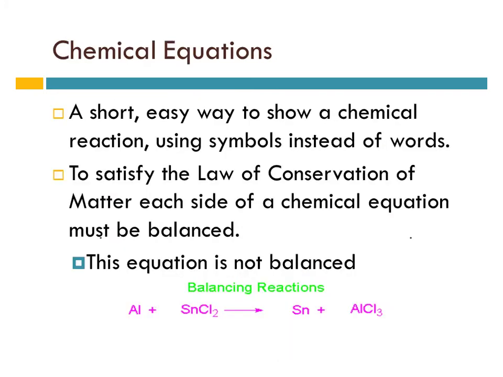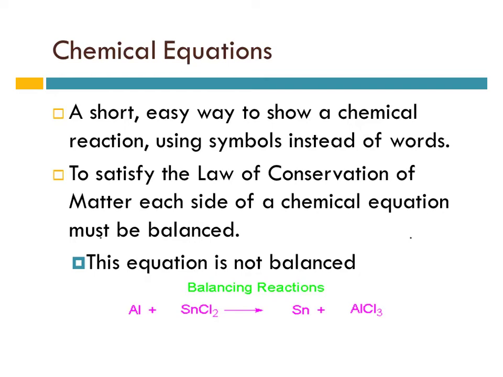So a short, easy way to show that a chemical reaction has taken place is by using chemical equations. And instead of using long words and writing out an entire sentence, we use symbols to represent the elements or the compounds that are involved in the chemical equation. So to satisfy the law of conservation of matter, so to show that we have the same amount of matter at the beginning of the change as at the end, when we write this out in a chemical equation, we have to be sure that we balance each side.